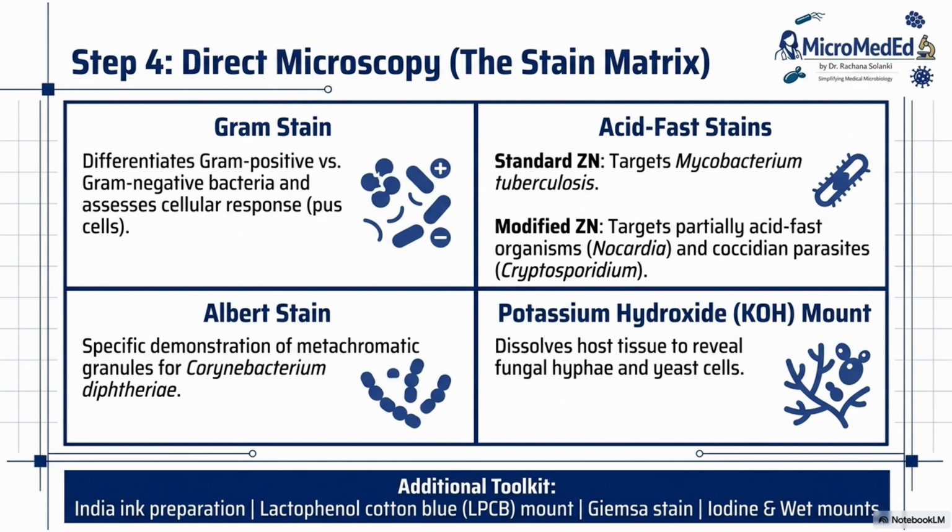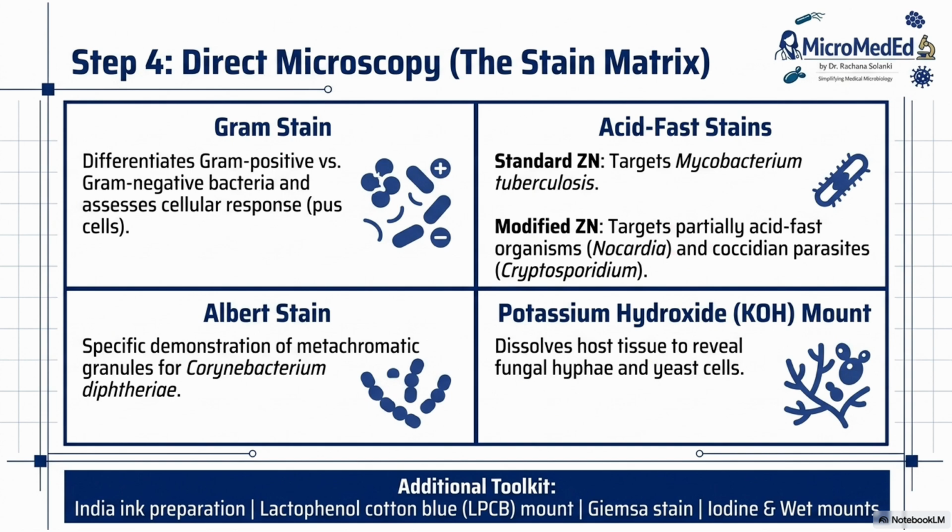So macroscopic done. Now let's discuss microscopy. In microscopy, which are the stains? Gram stain, ZN stain, Albert stain, KOH, and some other different stains like India ink for Cryptococcus, LPCB for fungus, Giemsa again for fungus, and iodine and wet mounts for parasites.